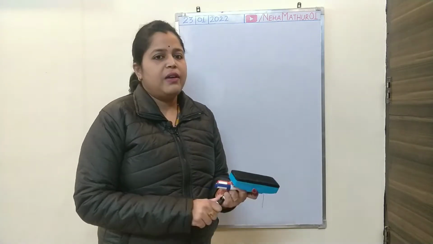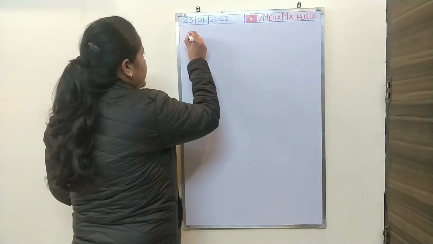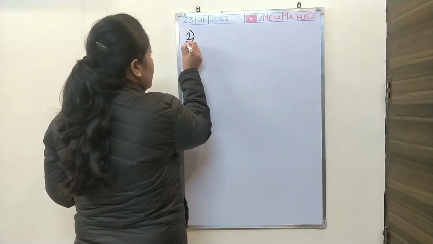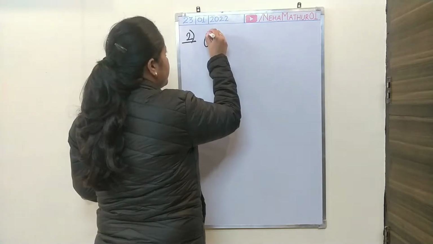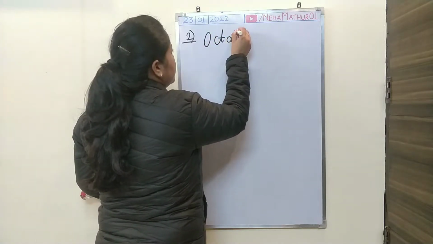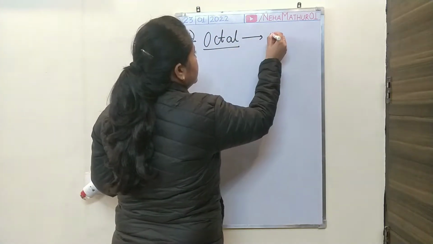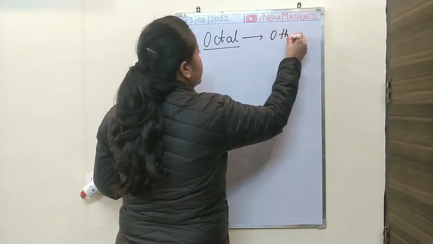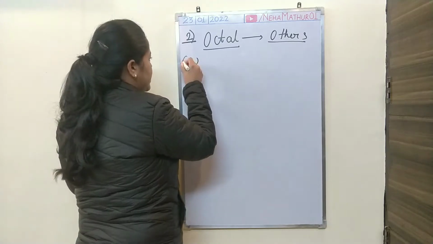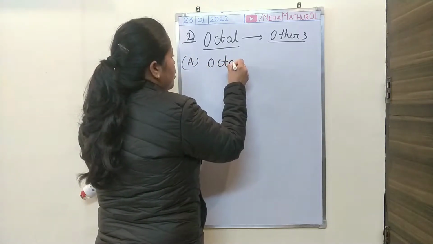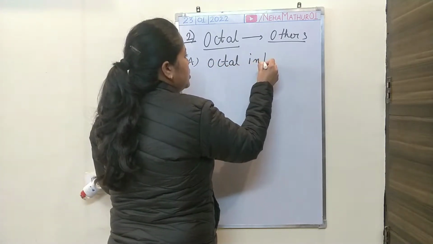Now today I will discuss how we can convert. I am mentioning this as second because this is the second type of conversion, in which I am going to discuss how we can convert octal into other number systems. So we will start one by one, in which firstly I will tell you the conversion of octal into decimal.